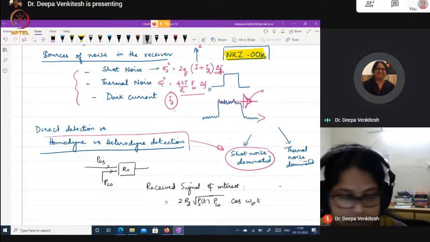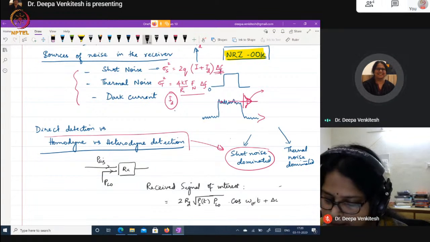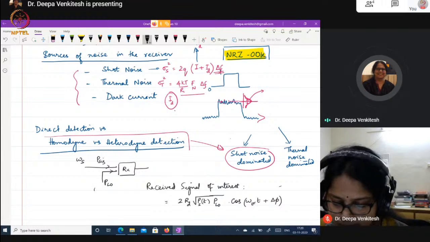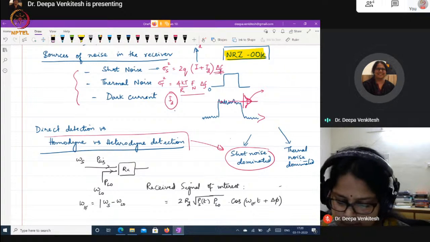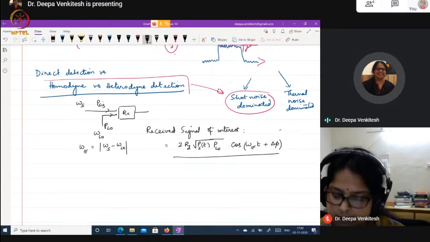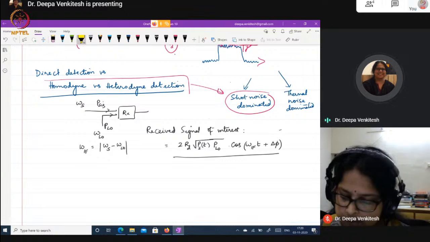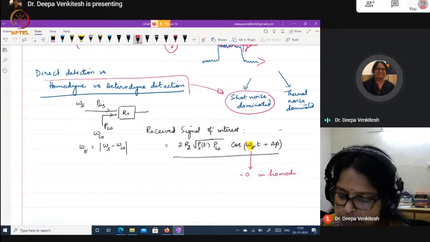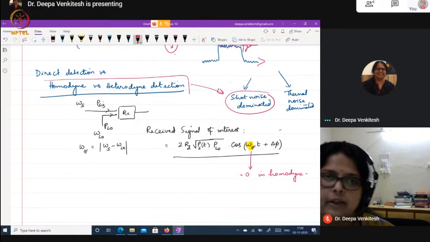Now, what is this omega IF t plus delta phi? If omega S is the center frequency of the signal and omega LO is the center frequency of the local oscillator, omega IF is the difference between omega S and omega LO. And delta phi is the phase difference between the two. In homodyne detection, this omega IF becomes equal to 0. In the heterodyne case, you have that frequency non-zero.